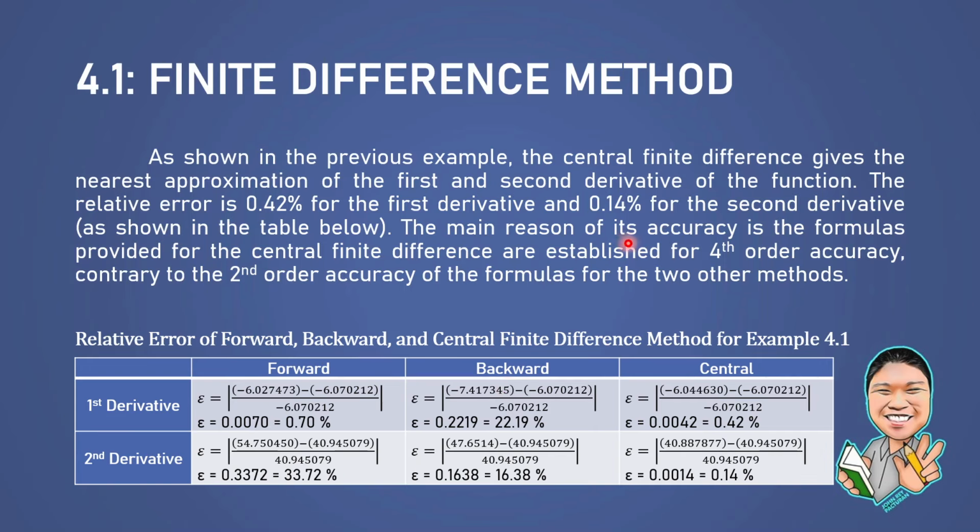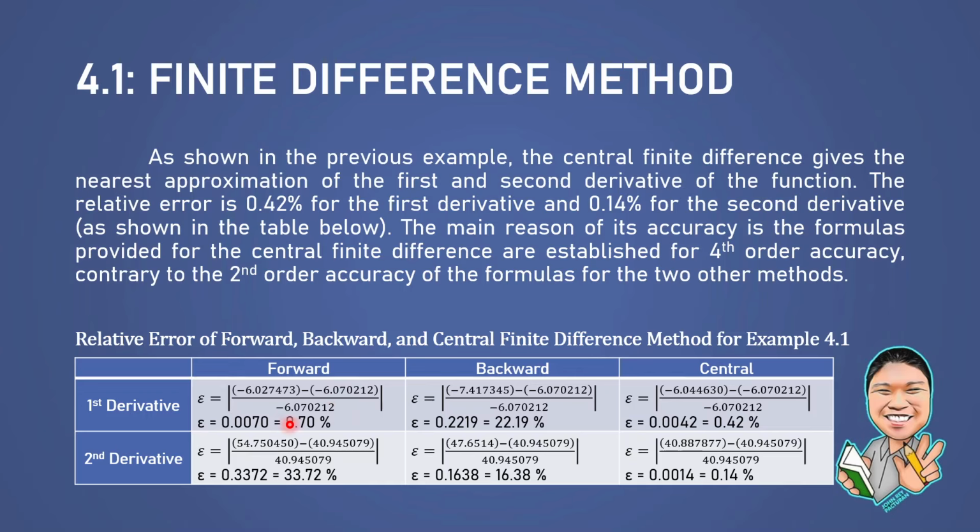The main reason of its accuracy is the formulas provided for the central are established for fourth order accuracy. So, napaka-importante nun, di ba? Naka-establish kasi yung central finite according to the fourth order accuracy, unlike in the forward and backward na naka-second order. Kaya mas accurate siya. By the way, ang computation ng relative error, syempre, approximation minus exact over exact.